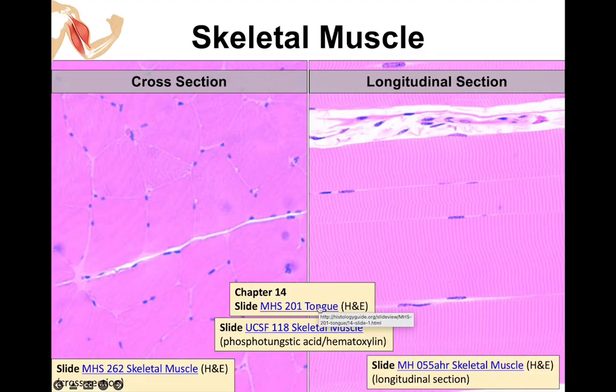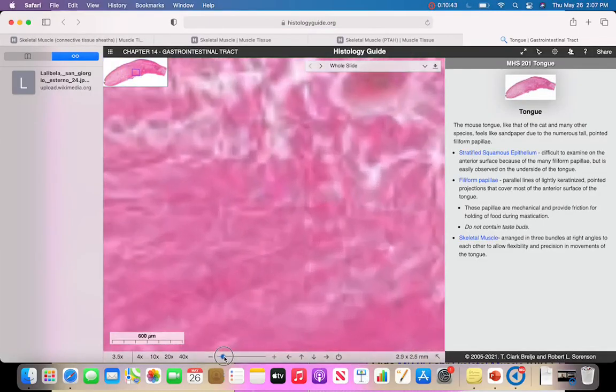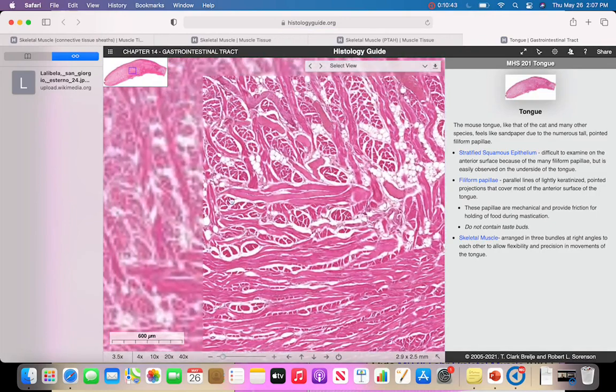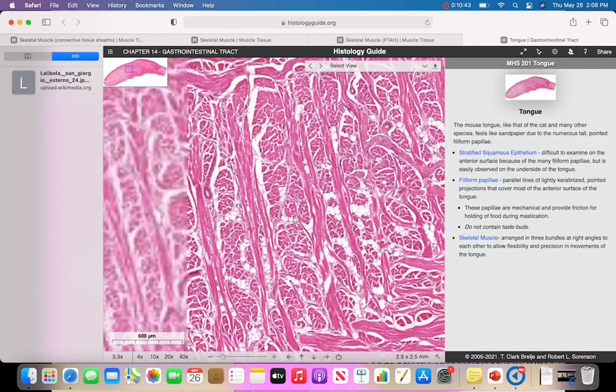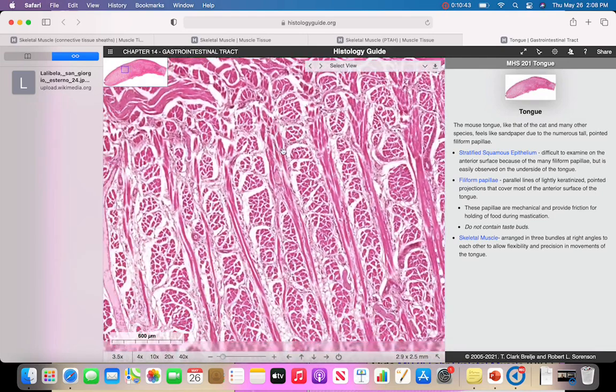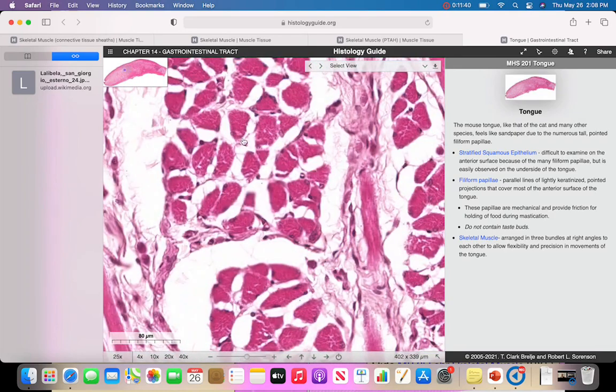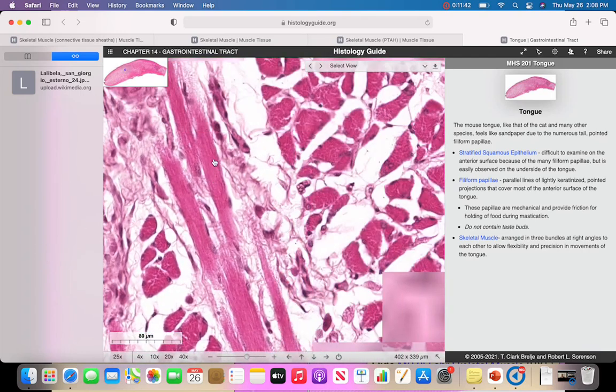And we have also a tongue section. Tongue consists of skeletal muscles mainly. And these skeletal muscles are arranged in 3 dimensions. So we can find both transverse and longitudinal sections in a tongue section. So here we have a transverse section with the stippling of cytoplasm and with the peripherally located nuclei. And here there is a longitudinal section.